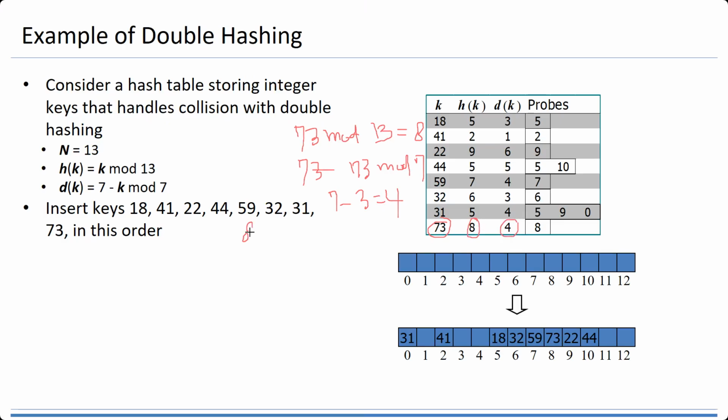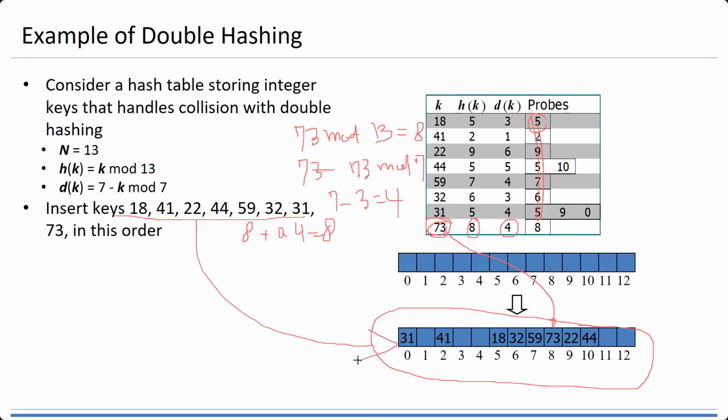8 plus 0 multiplied by 4, then it is 8. Let's check the 8. No key in the position 8. Then we put 73 in the position 8. So the full hash table will be this one. So every key will be inserted into this hash table. Okay.